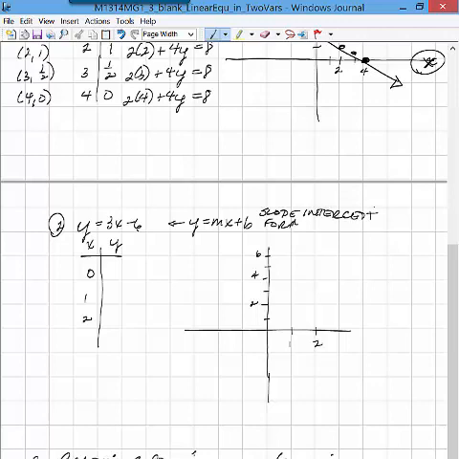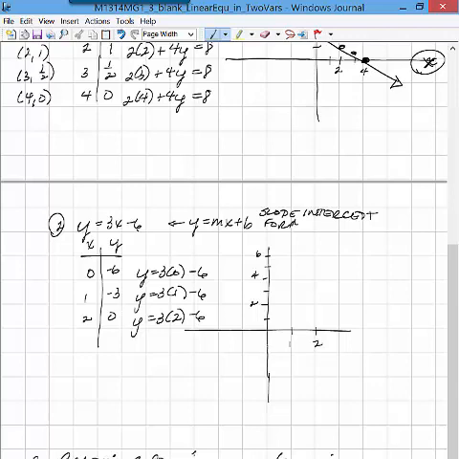Okay, so we're just going to do 3 points on this one to save a little time. If x is 0, y equals 3 times 0 minus 6, which is a negative 6. If x is 1, y equals 3 times 1 minus 6, which is a negative 3. If x is 2, y equals 3 times 2 minus 6, which is 0. We could just keep making up x values and creating more points, but 3 is enough.